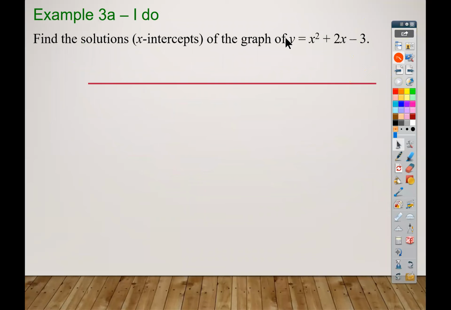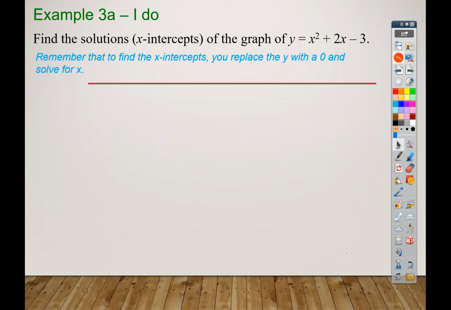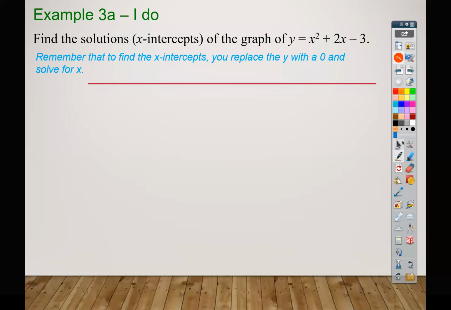Okay, number 3, find the solutions, which are the x-intercepts of the graph y equals x squared plus 2x minus 3. So remember that to find the x-intercepts, you have to replace the y with 0 and solve for x, because the x-intercepts are where y equals 0. So I'm going to replace that. Now I'm going to factor.